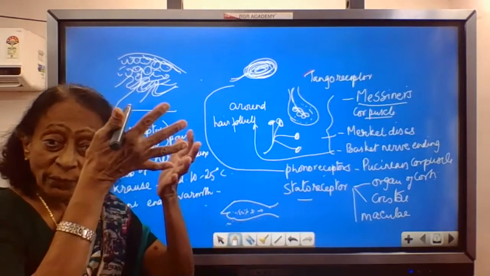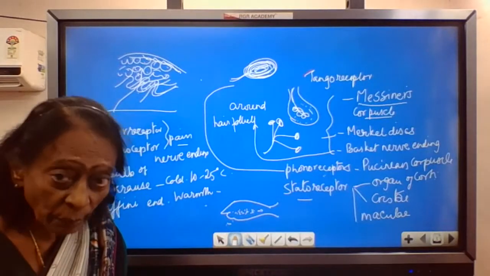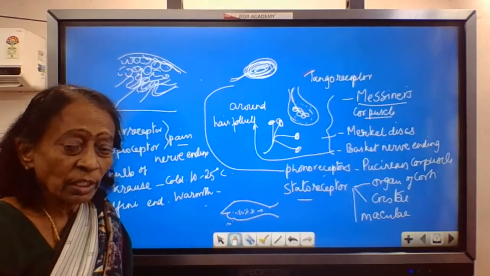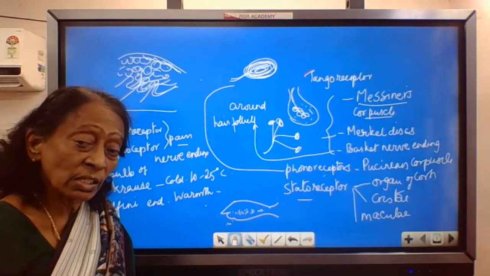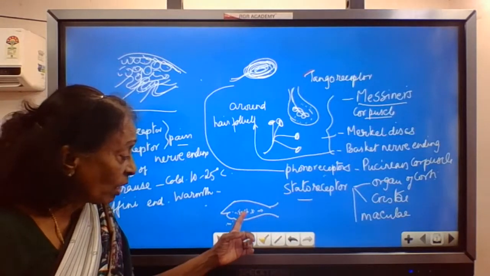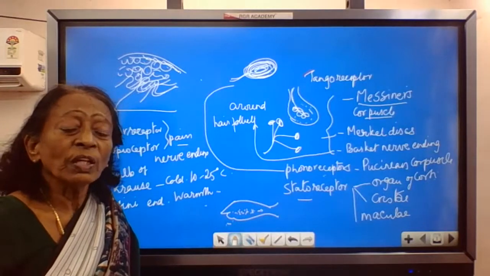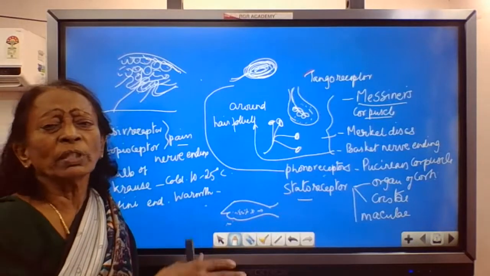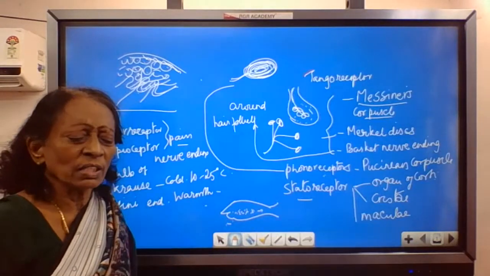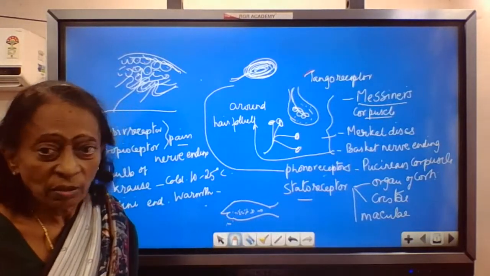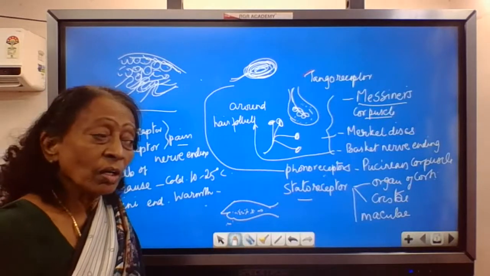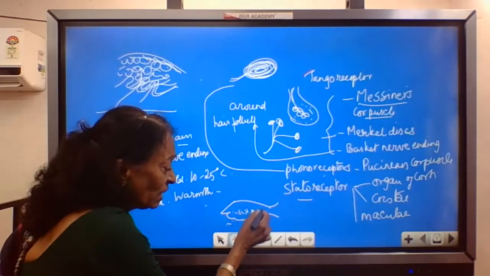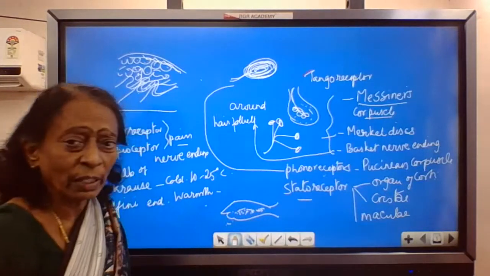Because liquid pressure increases as you go deeper, according to the depth. You know that. So these organs in these fishes help to feel the liquid pressure. At the same time, they feel the pressure due to the change in the streaming movement of the water. These are called lateral line sense organs, which respond to the aquatic pressure.